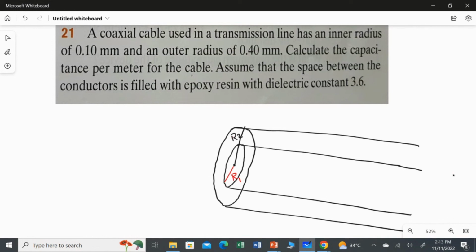Calculate the capacitance per meter. So what are you going to calculate? We are going to calculate the value of C over L, because the unit for length is meter. So they just said calculate the capacitance per meter. So we are going to calculate the value of C over L.